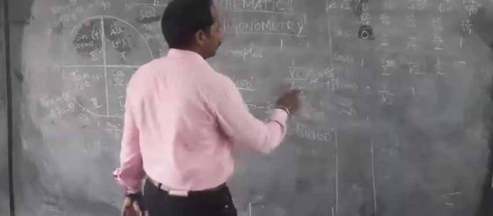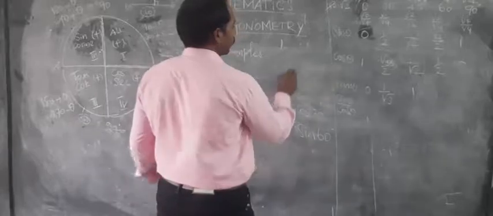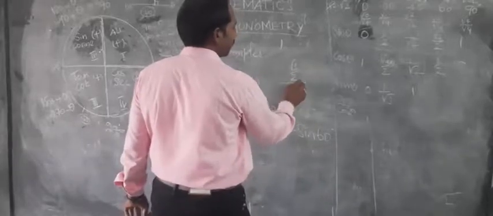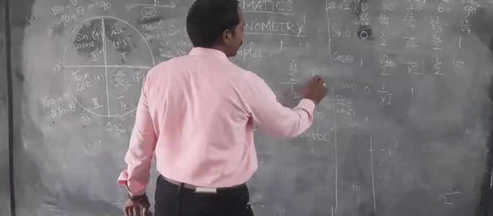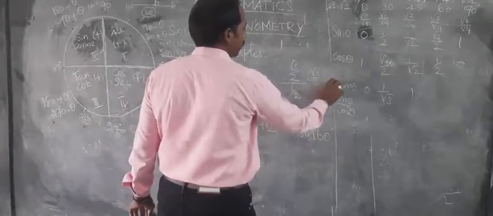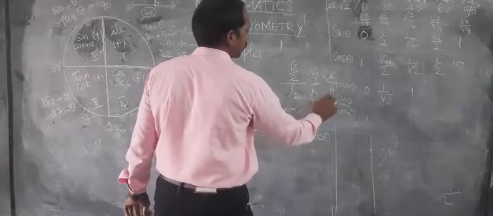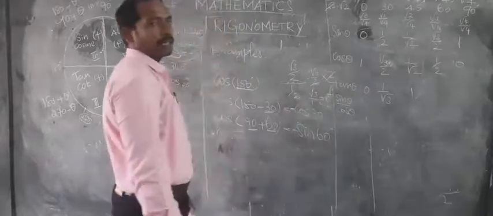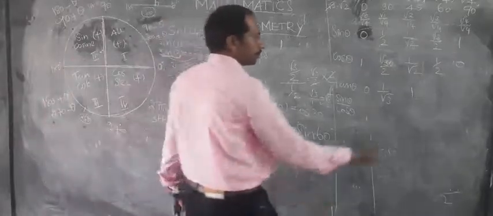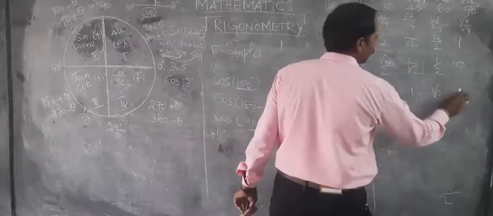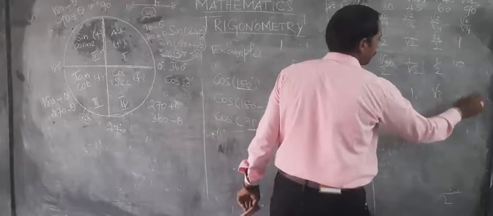So next one, root 3 divided by 2 divided by 1 by 2. Here also the same: root 3 divided by 2 into 2 by 1. So you cancel it. Then root 3 divided by 1 will come root 3 only. Any number divided by 1 means the same number, root 3 only. And you know very well, 1 by 0 means it is infinity.